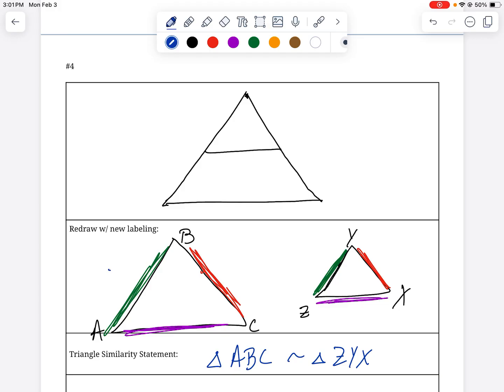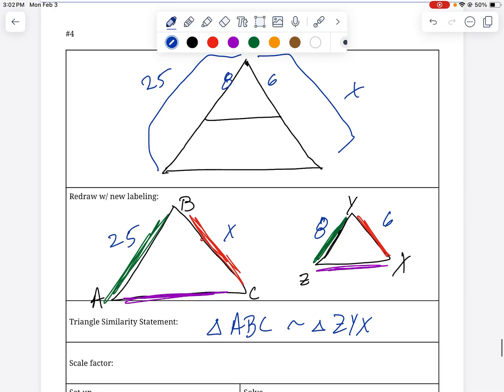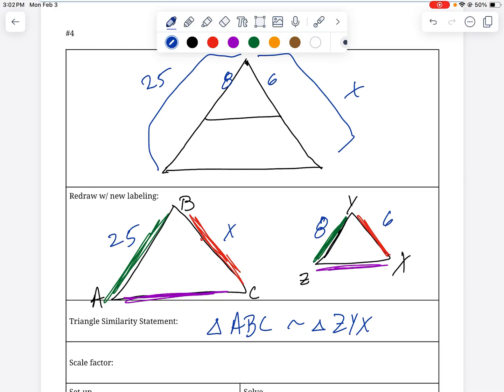I'm going to say that this is 25, and then this is 8. And this is my X, and this is 6, so this part is 6, and this whole thing is X. So scale factor, to go from big to small. From small to big, 25 over 8 again. Same numbers, all right, different representation. I could also go 8 over 25, remember, which was 0.32.